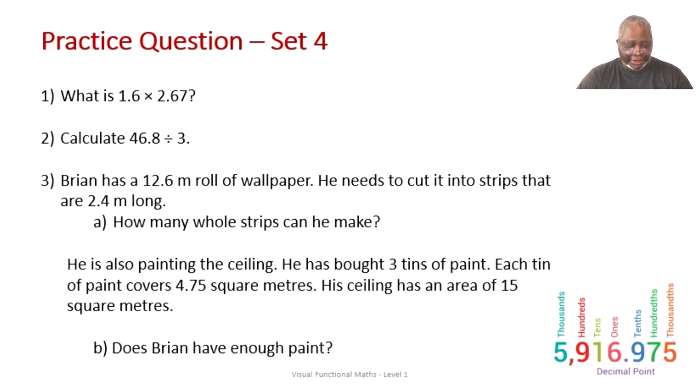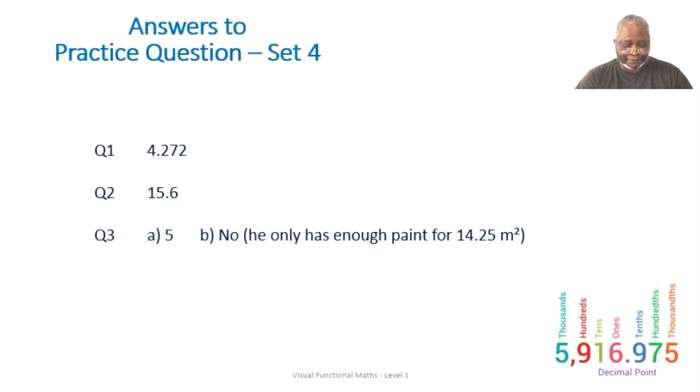He is also painting the ceiling. He has bought 3 tins of paint. Each tin of paint covers 4.75 square meters. His ceiling has an area of 15 square meters. Does Brian have enough paint? So what you have to do is you divide, and that is your answer.